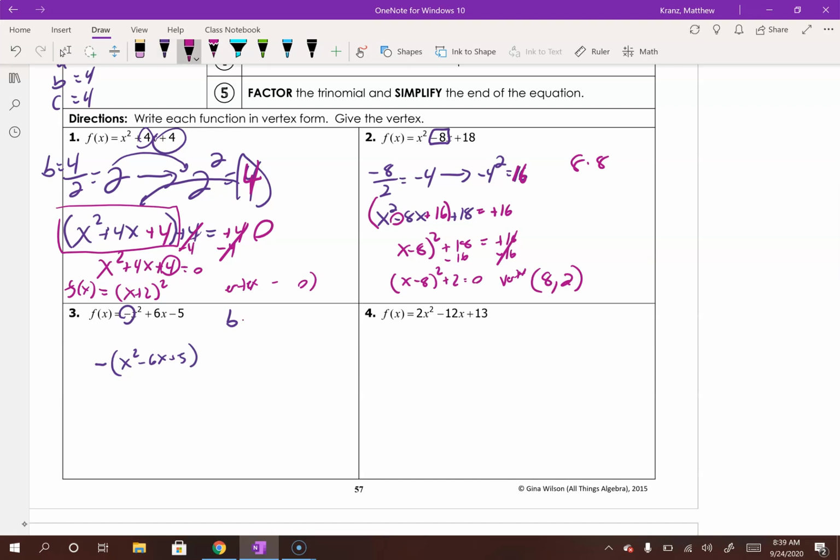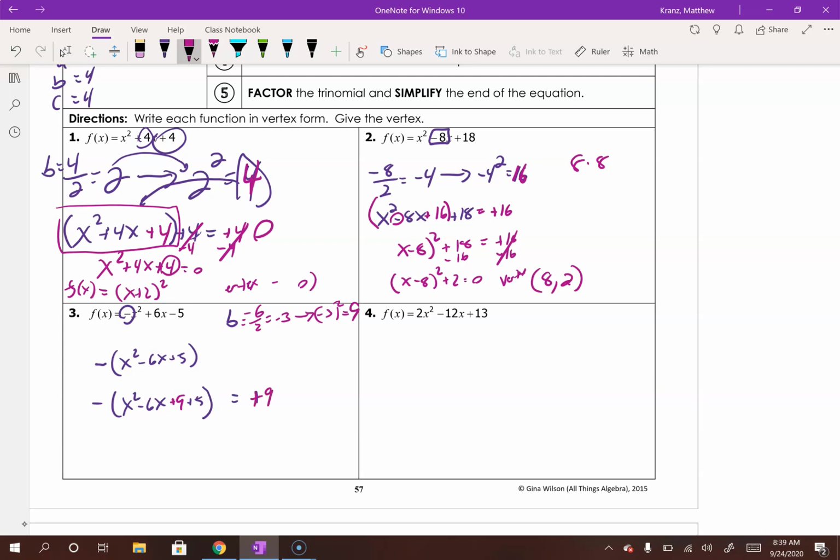So b is negative 6, divided by 2 is negative 3. And when we square a negative 3, we get a 9. So that's what we're dealing with. So now when we write this out, we have a negative x squared minus 6x plus 9 plus 5. All right? And now what about the other side? Well, you notice the other side, I can't go ahead and add 9 like I did on the other one.